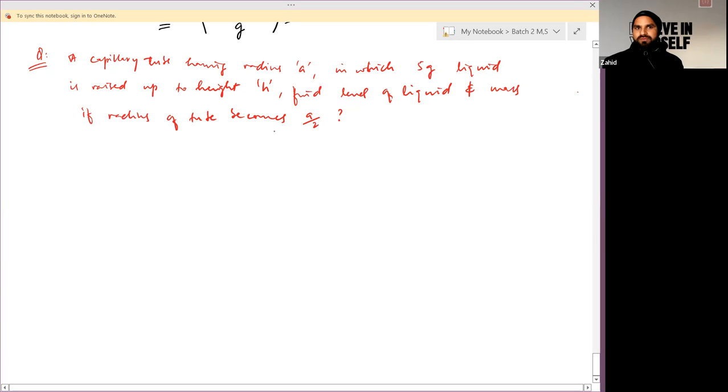We have to define two different terms. First is height, and second is mass related to radius. So in every part, I had just explained you two different terms. H is equals to 2T cos theta divided by rho g a. Now just compare how height is related with radius of this particular capillary tube. Is it directly proportional or inversely proportional?